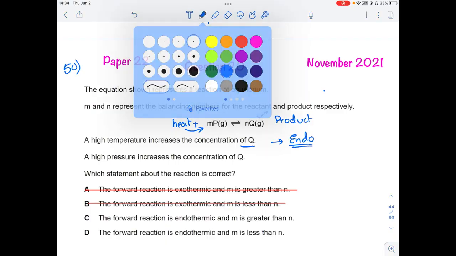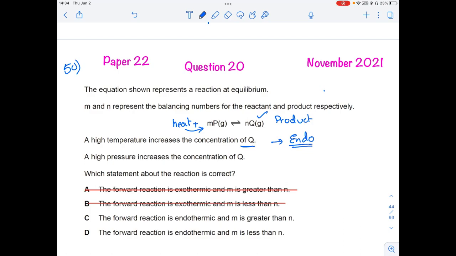Now coming to the next part, he says that a high pressure increases the concentration of Q. We know that high pressure favors the reaction in the direction where there are fewer moles. So increasing the concentration of Q means Q has fewer moles, so N is going to be the lesser number, because according to Le Chatelier's principle, a higher pressure favors the side with fewer moles. Therefore M should be greater than N. Which option has M greater than N? Option C. So option D is going to be a wrong option.